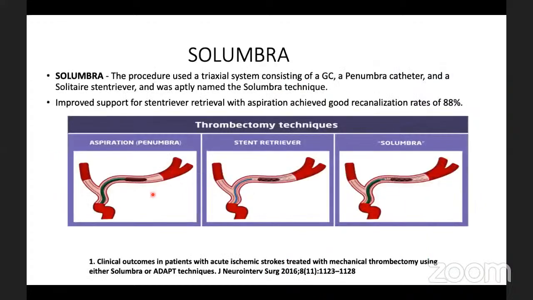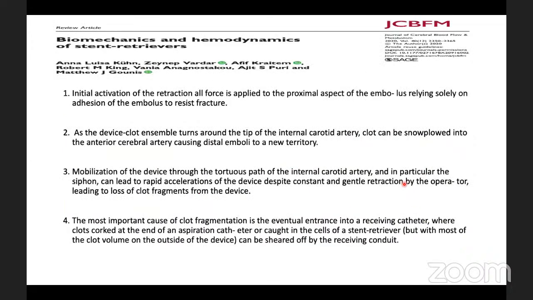This is the Solumbra technique. When we compare, this is simple aspiration Penumbra, this is simple stent retriever technique, and this is the combination where we have a stent retriever plus an aspiration catheter. So it is Solitaire plus Penumbra, Solumbra technique. After that, there were various modifications of Solumbra technique that have happened.